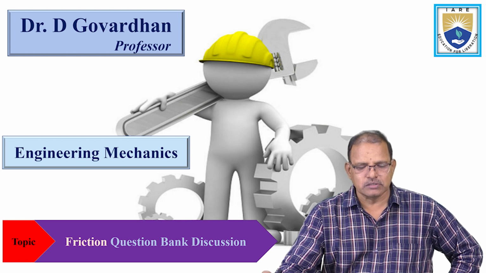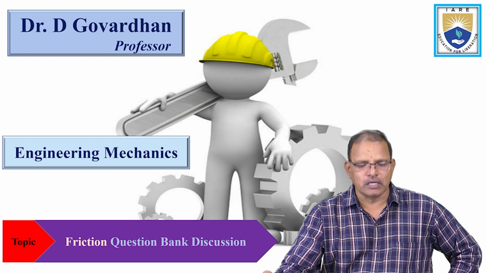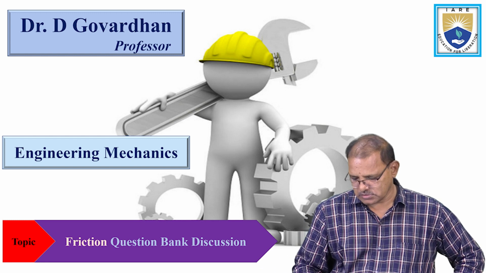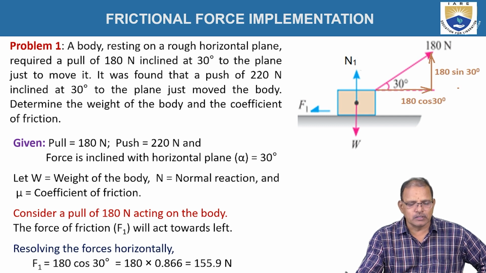Today we are discussing the tutorial question bank on Module 2, Friction in Engineering Mechanics. Look at problem number 1. A body is resting on a rough horizontal plane. It requires a pull of 180 newtons, inclined at 30 degrees to the plane, just to move it. It is found that a push of 220 newtons, inclined at 30 degrees to the plane, just moves the body. Determine the weight of the body and the coefficient of friction.